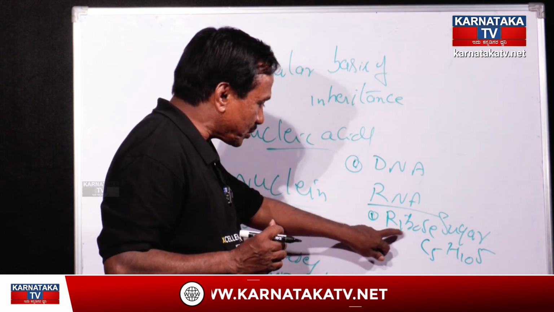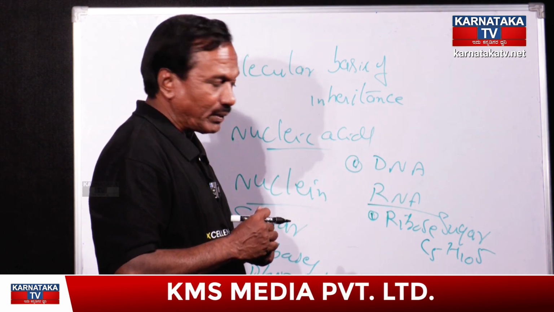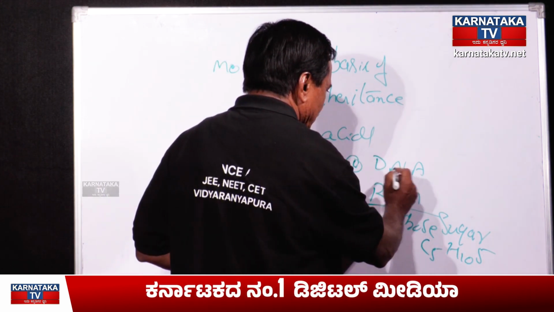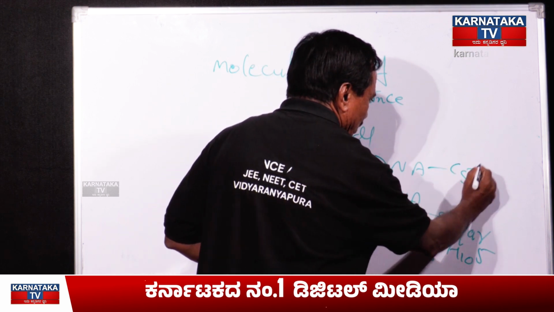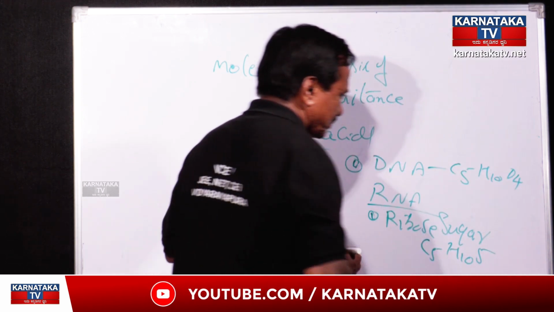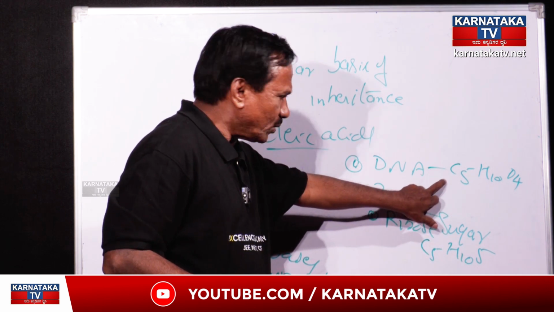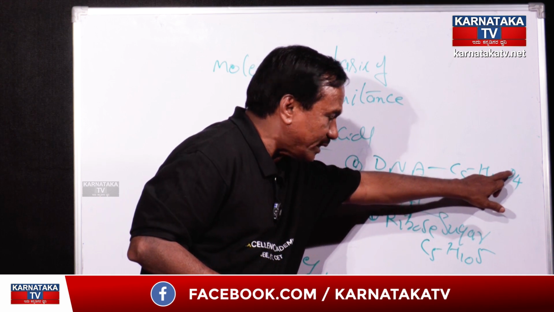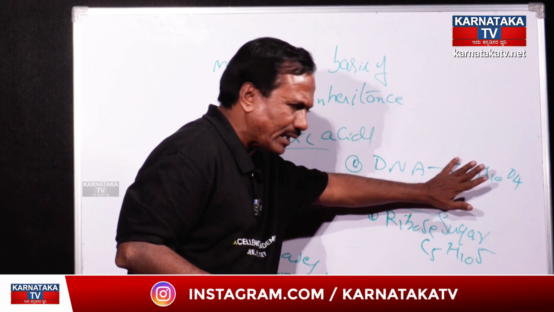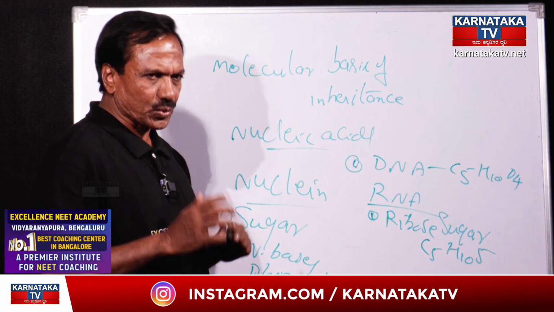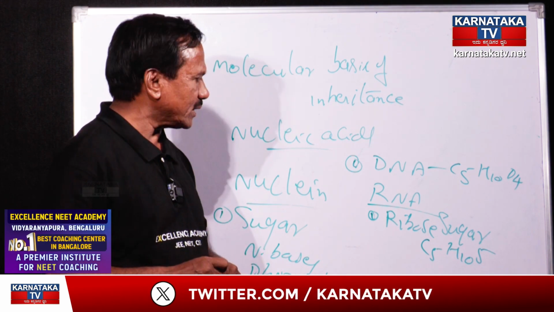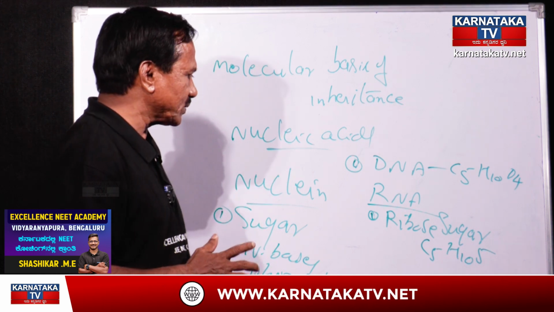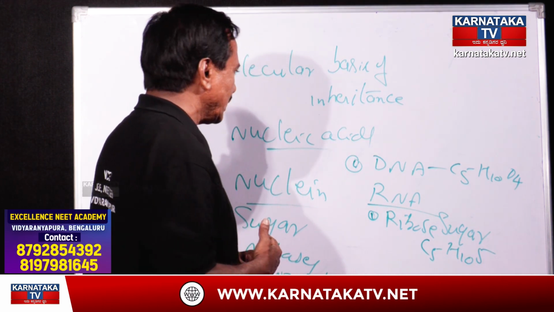Like that, a similar sugar is present in DNA also. But here it is called the deoxyribose sugar because the sugar present in DNA has the formula C5H10O4. In this sugar, one O atom is deleted. That's why this sugar is called deoxy, removal of oxygen, deoxyribose sugar. So the sugar present in RNA is called the ribose sugar. The sugar present in DNA is called the deoxyribose sugar. Of course, both of them are pentose sugars with 5 carbon atoms each.